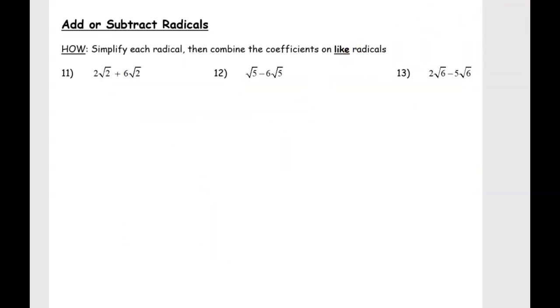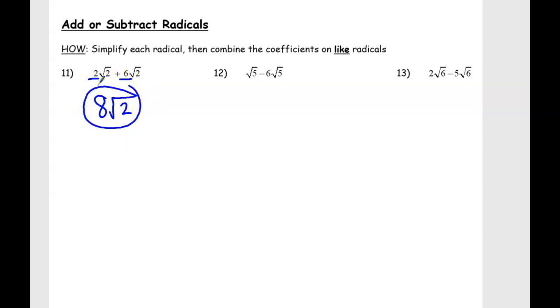Okay. All right, now we're going to add or subtract radicals. As long as what's under the radical is the same, it's like combining like terms. You're going to combine the coefficients on like radicals, but they have to be alike. Here our like radical is radical 2. We just take the coefficients, which are 2 and 6, and add them together. We get 8 radical 2, and that's our solution there.